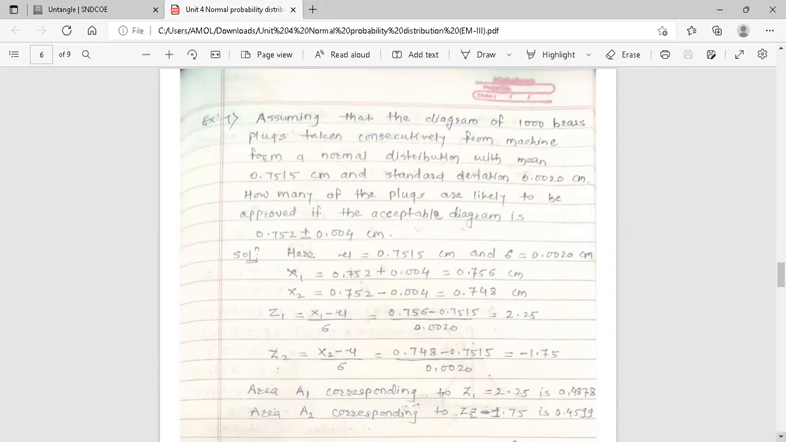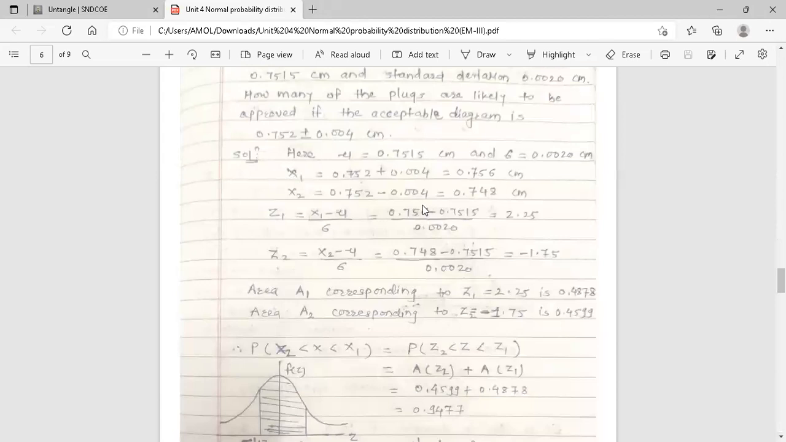Now we want to know how many of the plugs are likely to be approved if the acceptable diameter is given. Find the probability. It means find the probability between x2 and x1. Here x2 is small and x1 is a large value. So you find the probability between x2 and x1. Now, how to find the probability between x1 and x2? First, convert x1, x2 in terms of z1, z2, using the relation. Now, after finding z1, z2, you find the probability between z1 and z2.